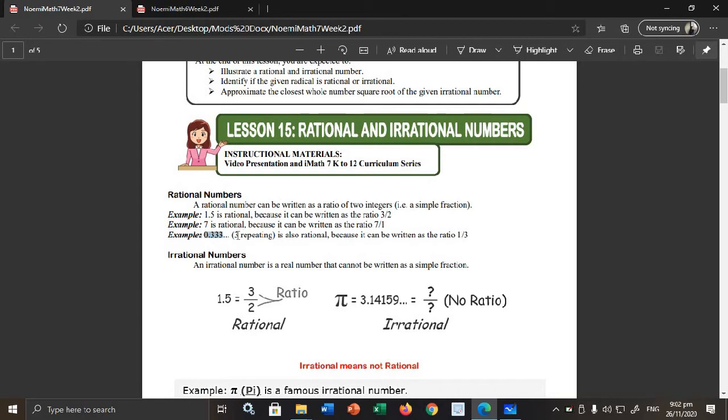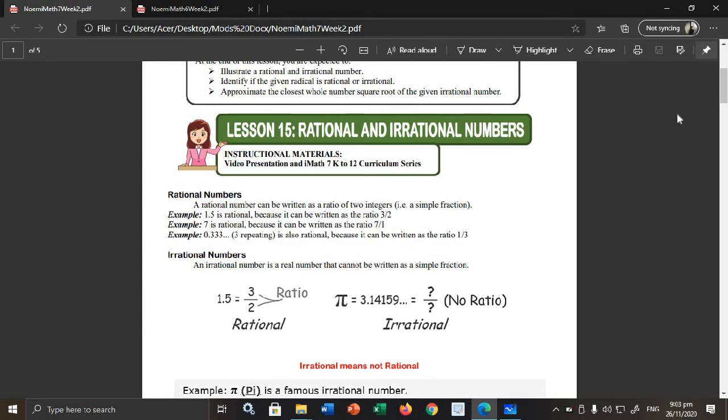As well as this last example, we have 0.333 and as you can see, we have an ellipsis here. So meaning it goes on and on, because this is an example of a repeating decimal, and repeating decimals are also rational numbers because we can write repeating decimals into a simple fraction or ratio. So it is equal to 1/3 or 1:3.